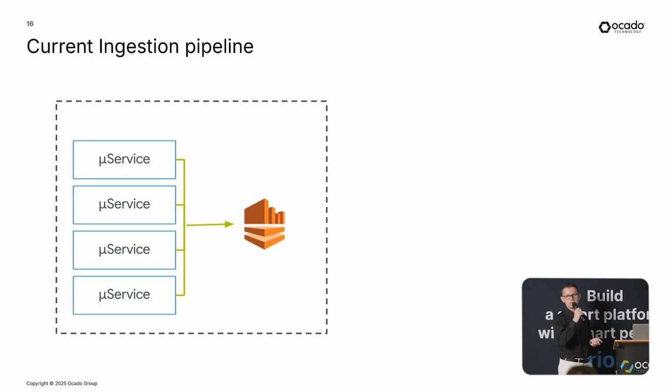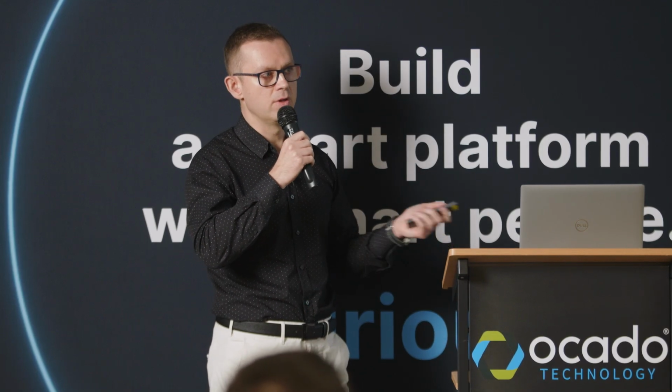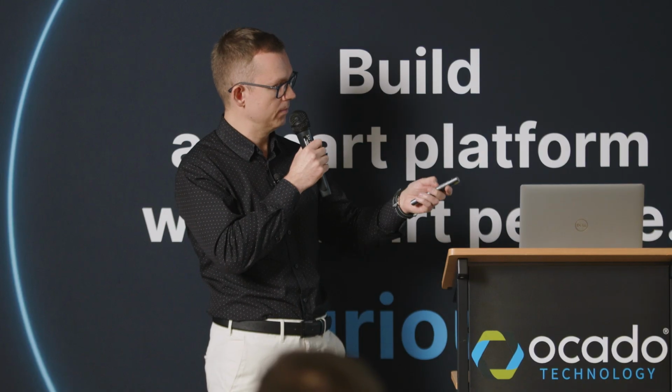In general, at Ocado, we follow the event sourcing approach. Our applications are responsible for sending the data they generate in the form of events to a Kinesis stream in the AWS cloud. So for example, when there is a new order in our system, an event is sent. When the order is delivered, there is an event. When the order is picked, there is an event. Payment taken, an event is delivered.